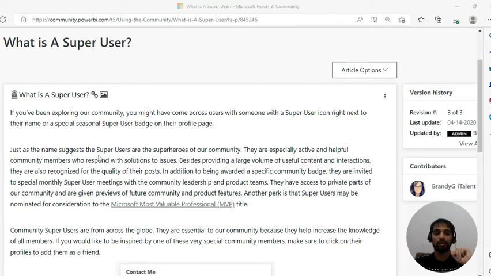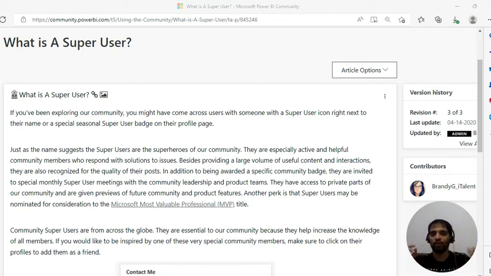Just as the name suggests, the super users are the superheroes of our community. They are especially active and helpful community members who respond with solutions to issues. Besides providing a large volume of useful content interactions, they are also recognized for the quality of their posts. In addition to being awarded a specific community badge, they are invited to special monthly super user meetings with the community leadership and product teams. Similarly, we used to have such meetings when I was a Tableau Ambassador. So it's quite similar, quite similar.